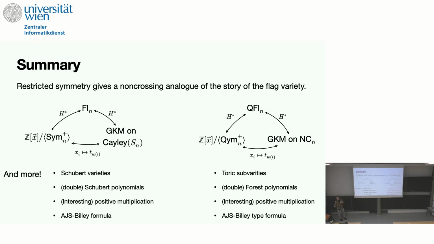There's a bunch of other nice things that go into this story that are just a little too big to fit into this talk. But this story on the left has Schubert varieties, it has Schubert polynomials, it has interesting products, it has a theorem called AJS-Billey, and on the right we have analogs of each of those. So if you know this theory and you're interested in any of these, ask me about it and I'll tell you what the analogous non-crossing version is.